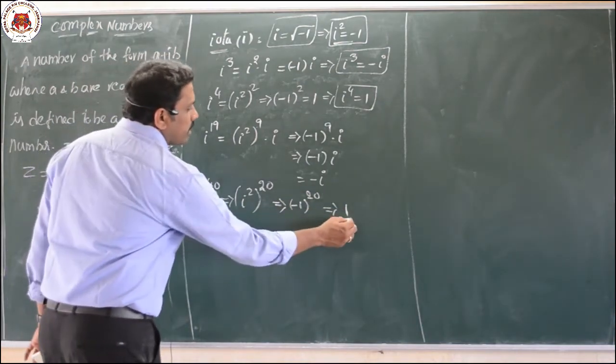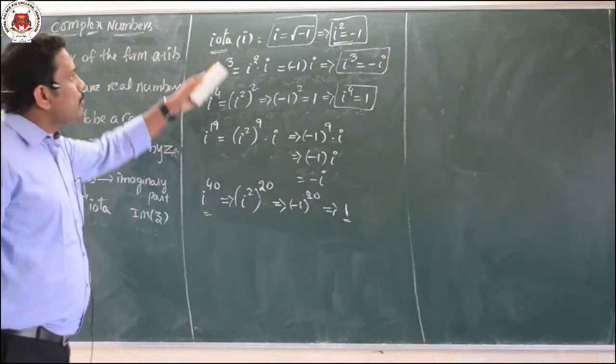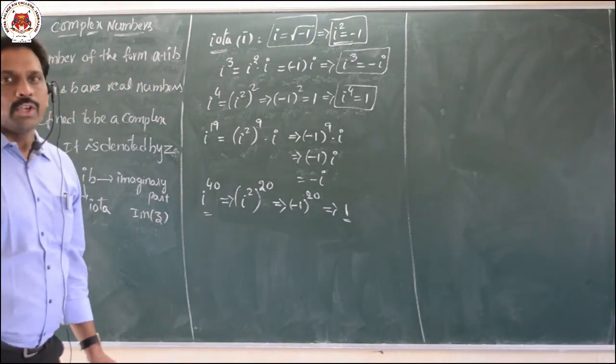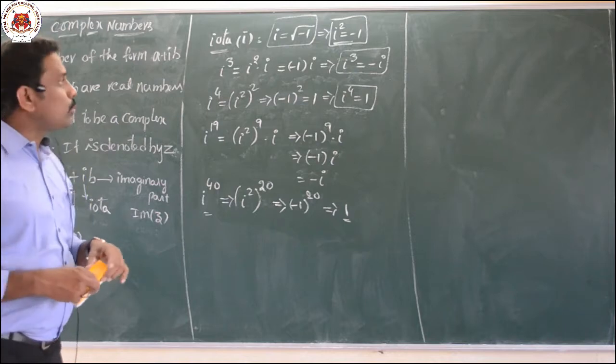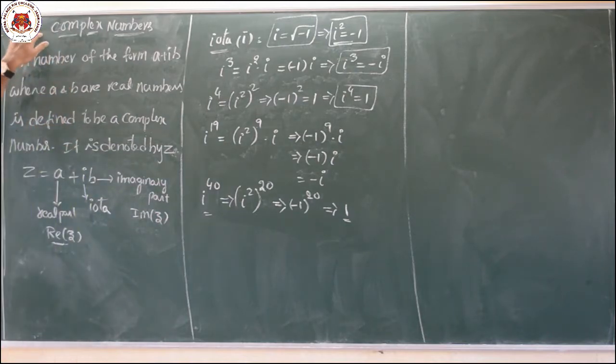Means i power 40 value is 1. This way we will find out the iota values. So finally, one more time I am concluding, my dear friends: what is a complex number?